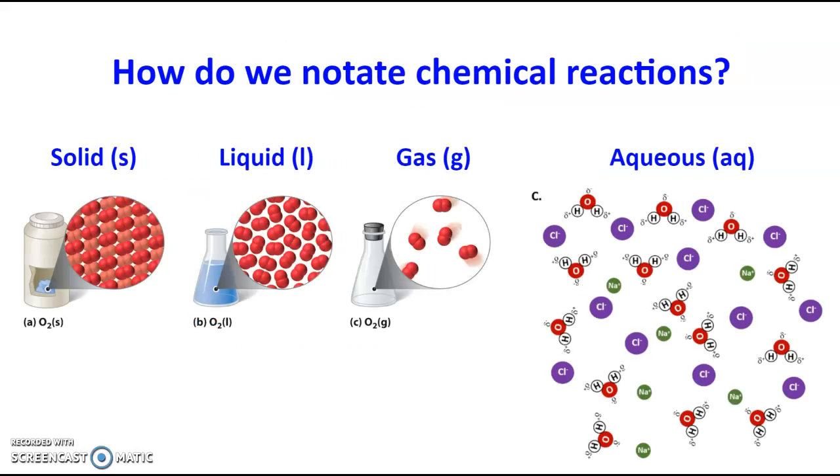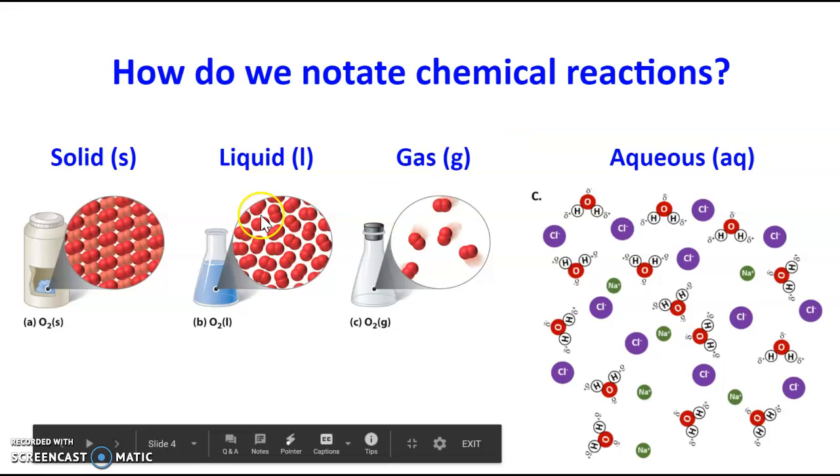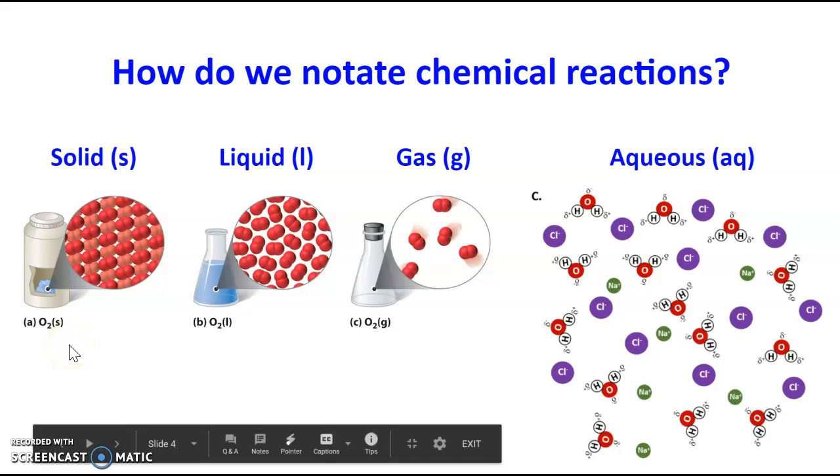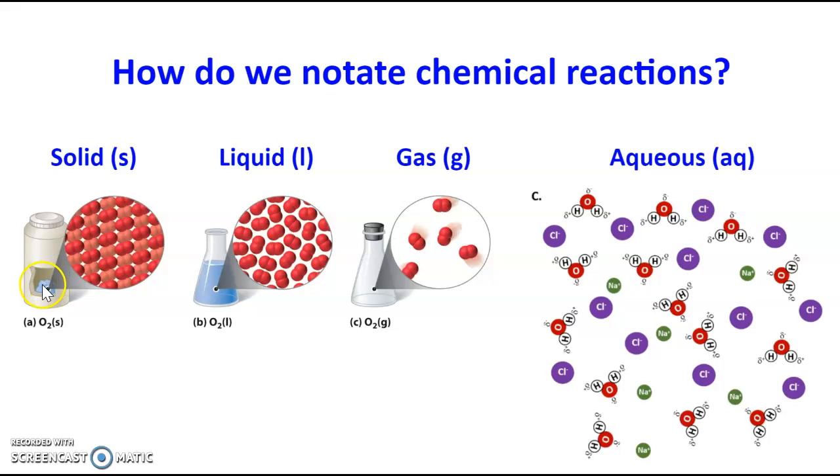So there's some specific ways that we notate things in chemical reactions and in writing chemical equations. So we put a little s in parentheses if something is a solid. So in this case, this is a little chunk of solid O2, which is super weird that they picked that as an example, but whatever. So it keeps its shape. The molecules are not moving very much. That's a solid.